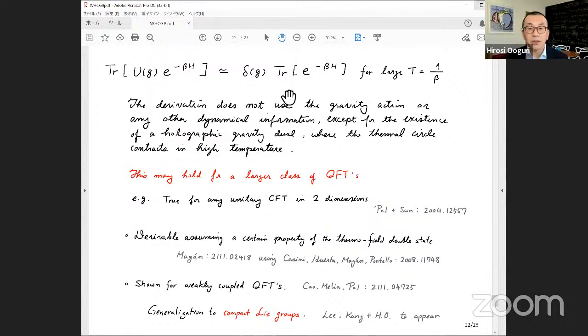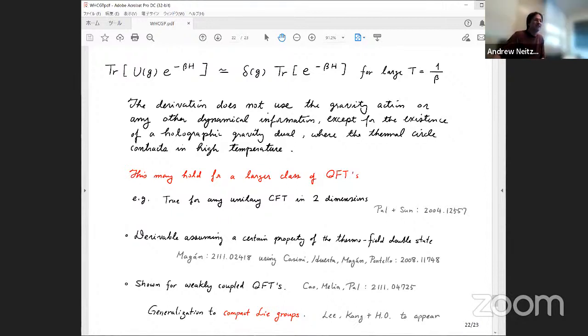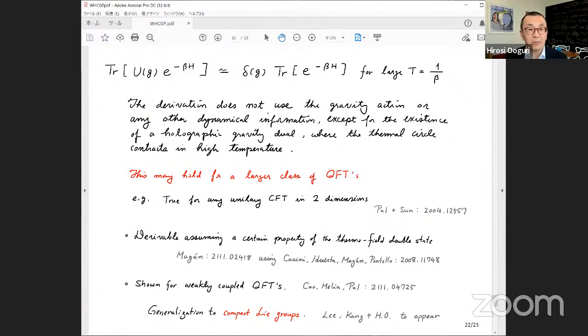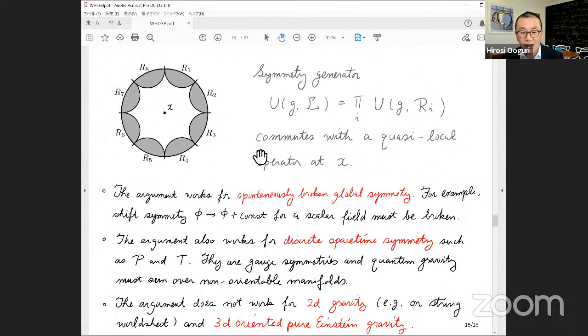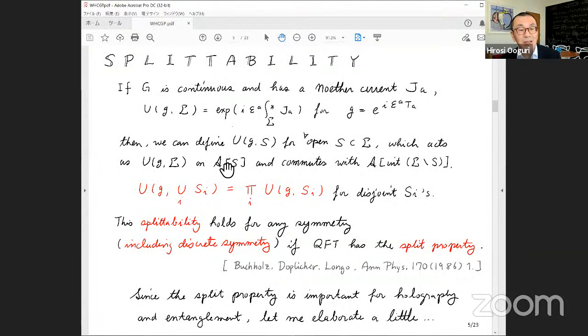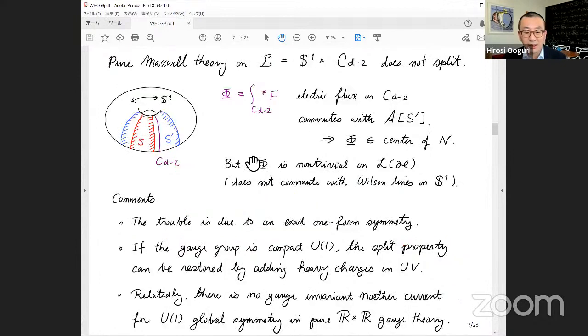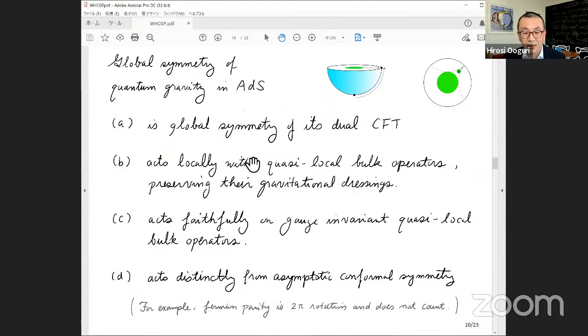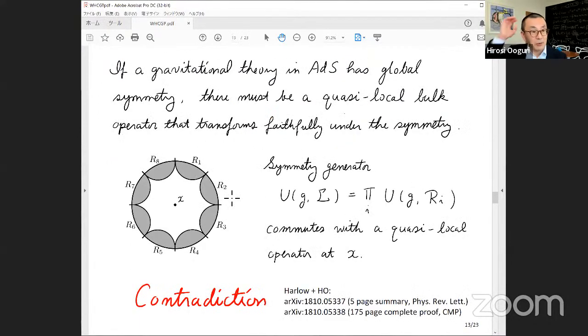Okay, Andy has a question. Well, I think I've asked you this question before, but maybe I'll just check whether anything's changed. Do you know whether any of these ideas might have an extension to higher form global symmetries? Yeah, I think that's very, very plausible. I have not had time to think about it, but I think we need to understand some of these properties like splittability, et cetera, in this context. But if we assume some natural generalization of this notion, then this argument may go through.